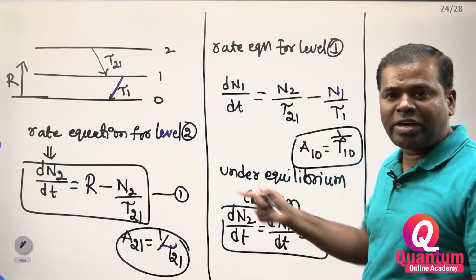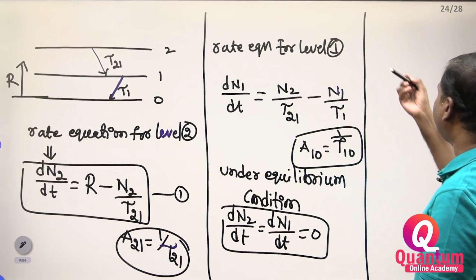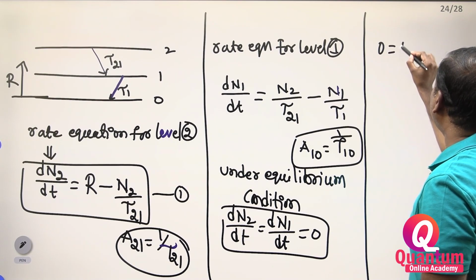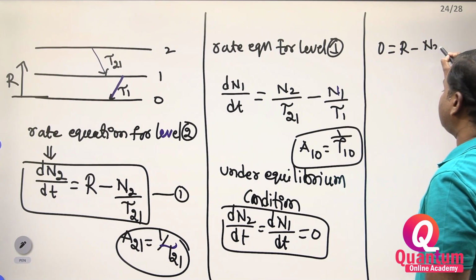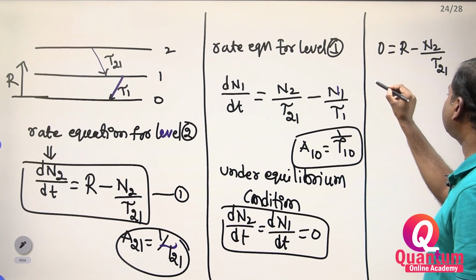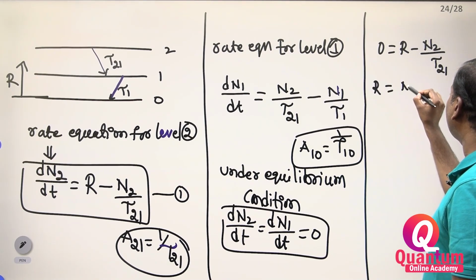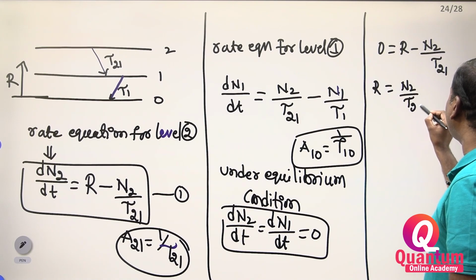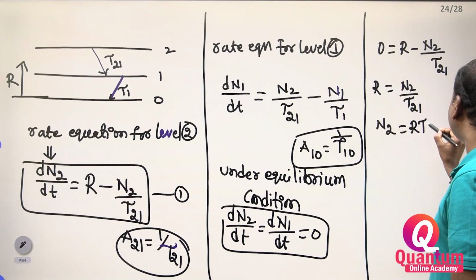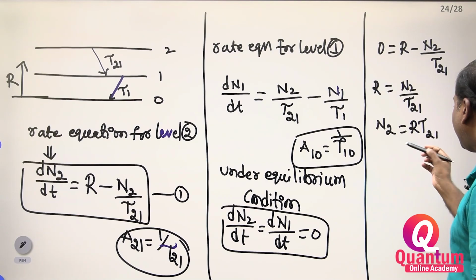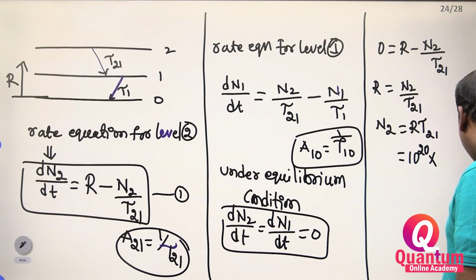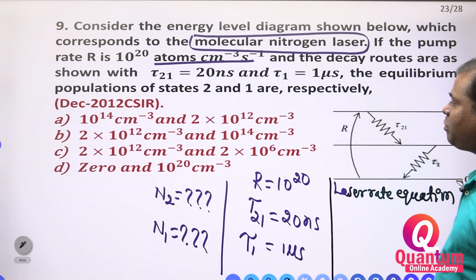First, from the first equation I am applying dN2 by dt is equal to 0. So 0 is equal to R minus N2 by tau 21. Now bring this over: R is equal to N2 by tau 21. Therefore, N2 is equal to R into tau 21. R they are giving as 10 to the power of 20.